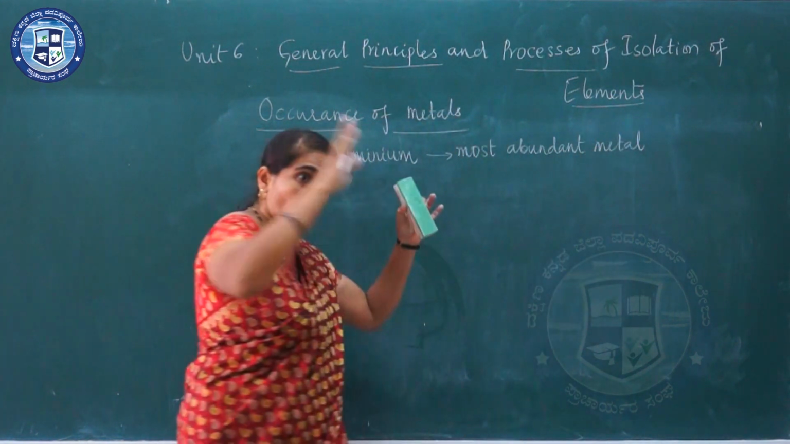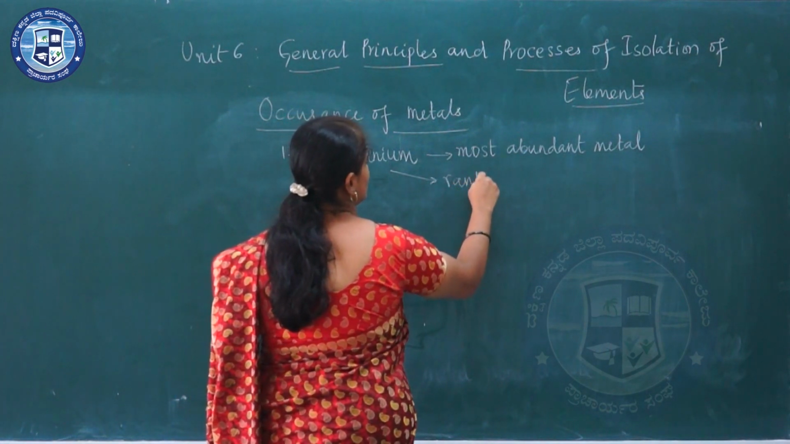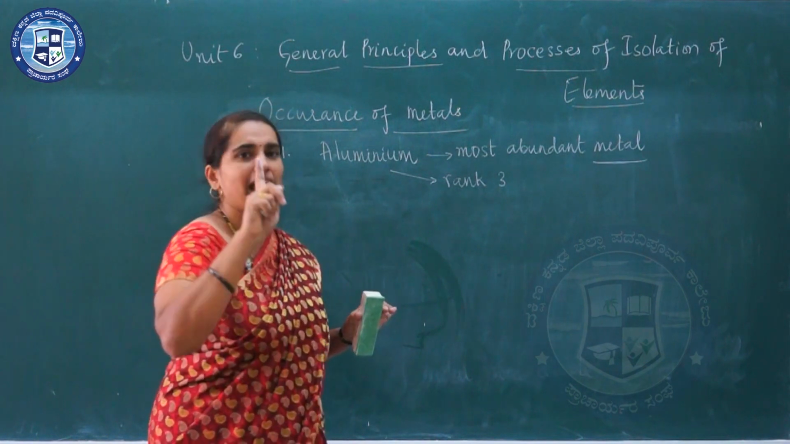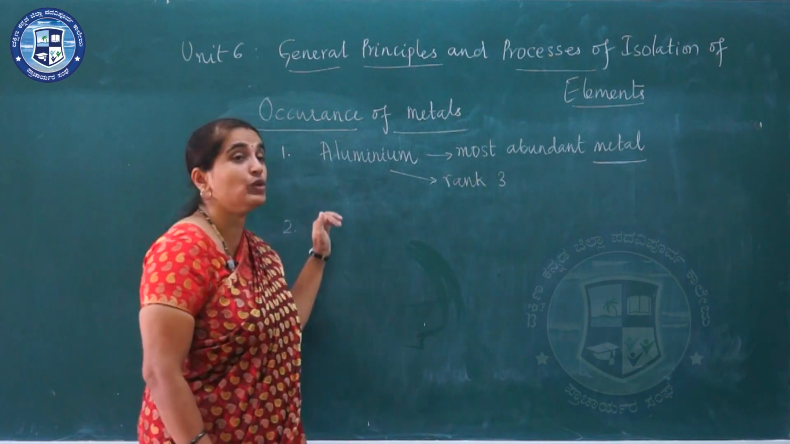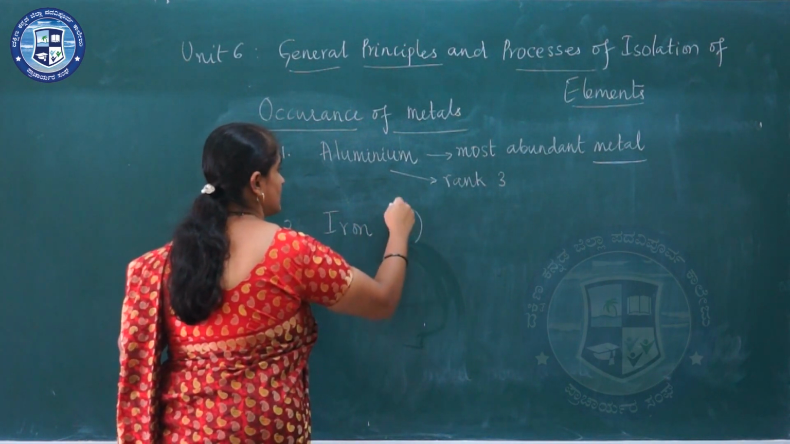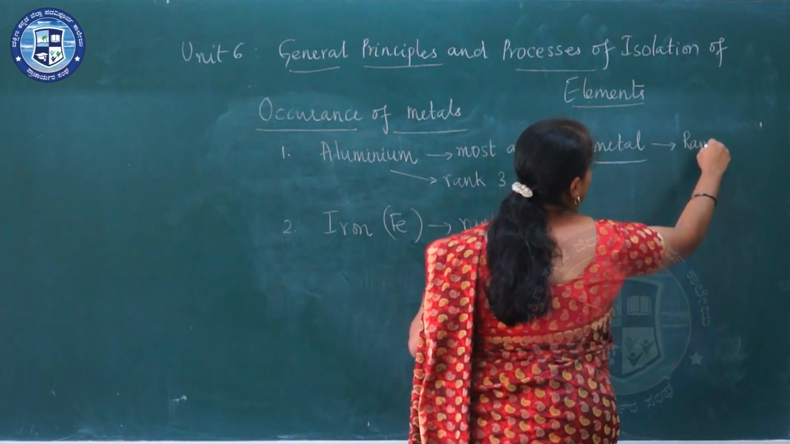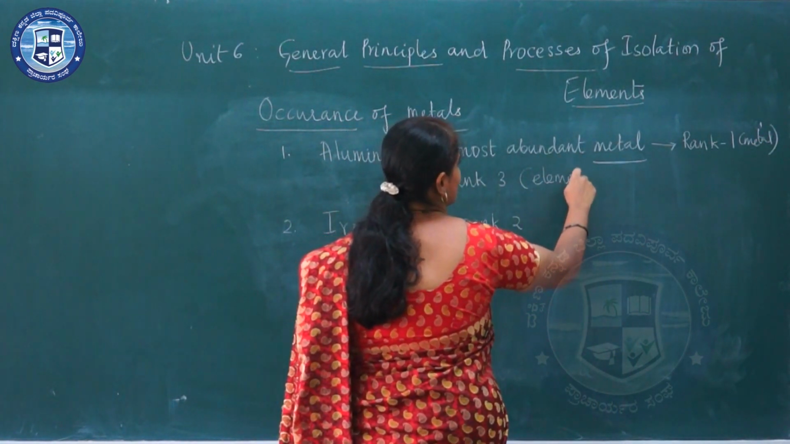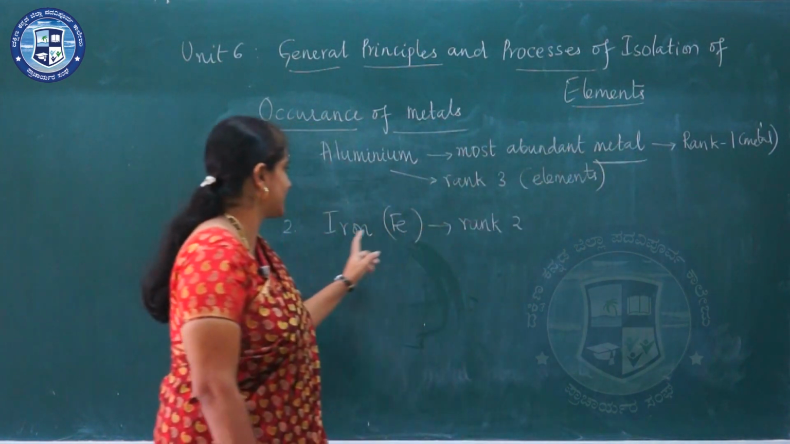If you compare all elements, metals, non-metals, noble gases, everything, aluminium will rank 3. But among metals, aluminium will rank first. It is usually seen in the form of bauxite. Then who comes next to aluminium in the case of metals? Next to aluminium we have iron, Fe, which ranks 2. I will be very specific: aluminium ranks 3 compared with all elements, and it ranks first in the case of metals, and second rank goes to iron. Don't get confused.